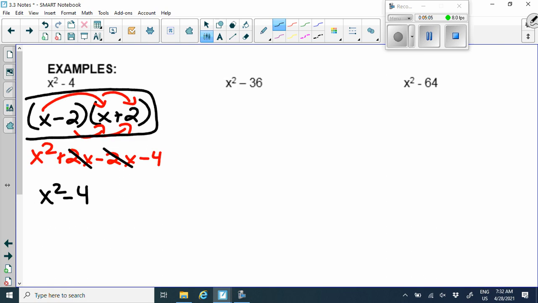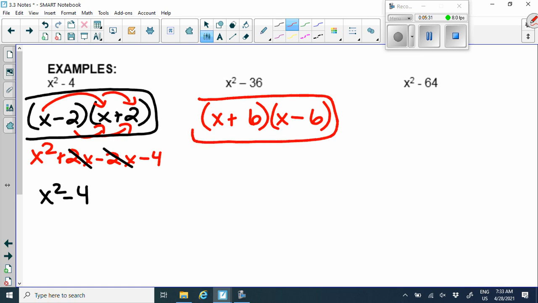Okay, let's try x squared minus 36. We create our two sets of parentheses, because notice our a value is 1 on the x squared, so I just do x and x. This is a binomial. We are subtracting, and we know that our a and our c values are perfect squares. So now we just take the square root of 36. That's going to give us 6. And we have one addition, one subtraction. And that's all you got to do.